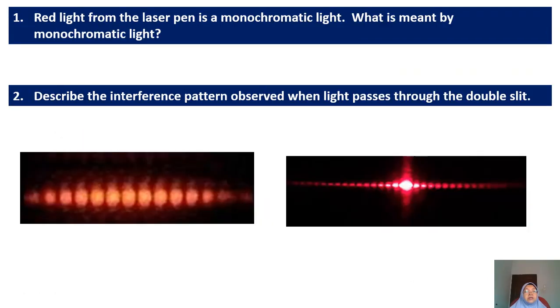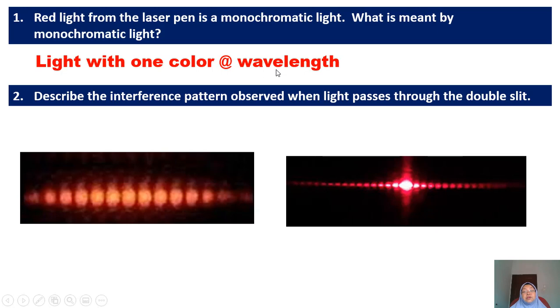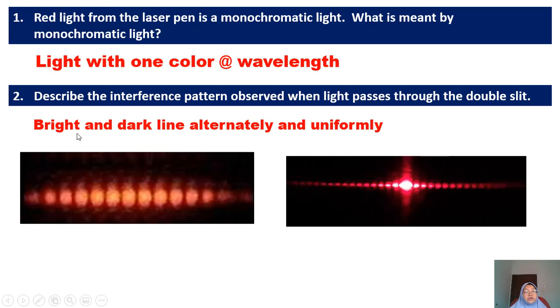Now the red light from the laser pen is monochromatic light. So what is meant by monochromatic light? Light with one color. So this is only red color, right? Okay. Describe the interference pattern observed while light passes through the double slit. So we have bright and dark lines alternately and uniformly, the same distance.